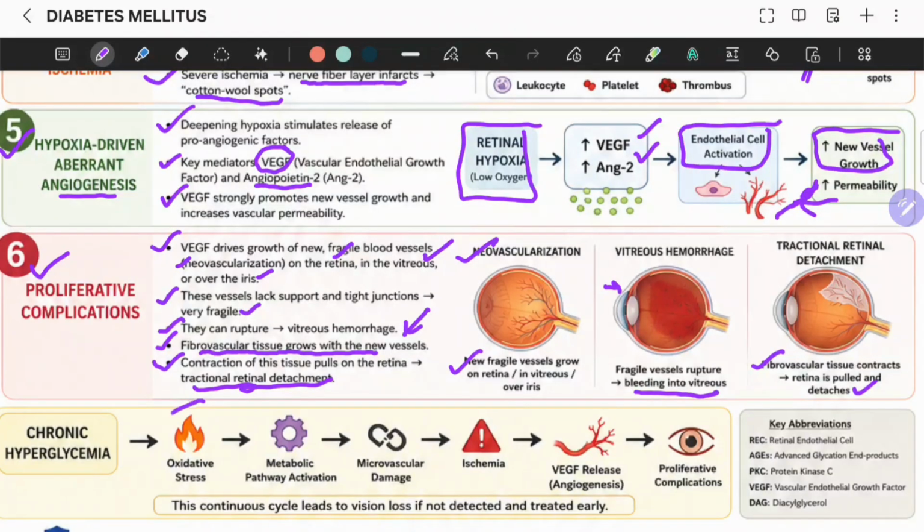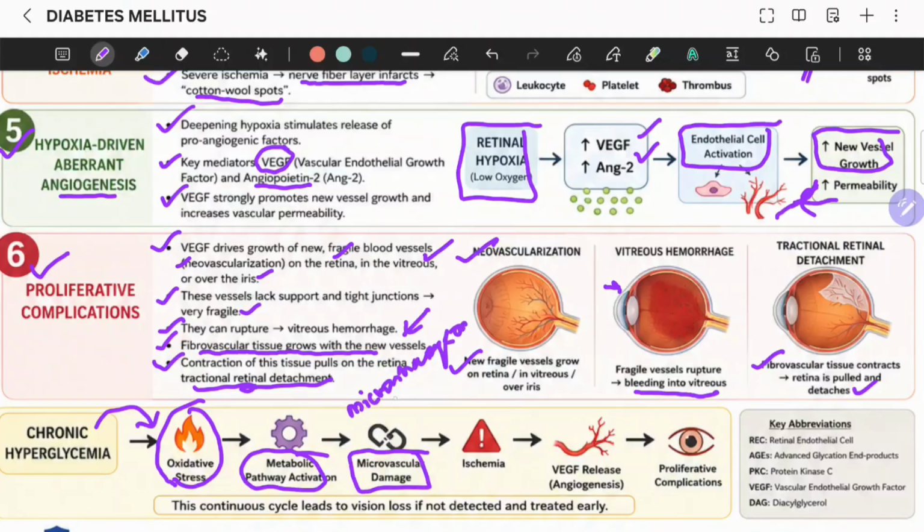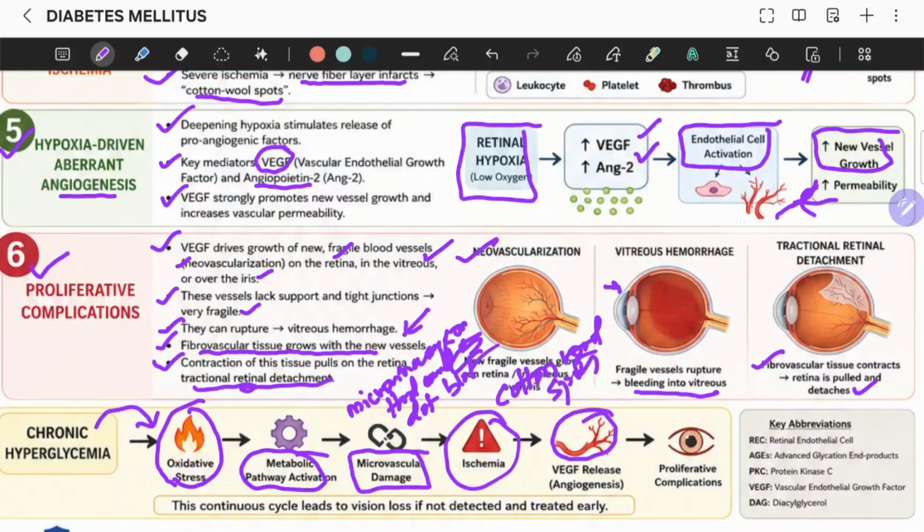So just to summarize, first chronic hyperglycemia will lead to oxidative stress, then there will be metabolic pathway activation, then microvascular damage initially in the form of microaneurysms, hard exudates and hemorrhages, dot and blot hemorrhages. Later the patient will have ischemia, so they will have cotton wool spots, then there will be development of new vessels in the retina. So this is new vascularization.